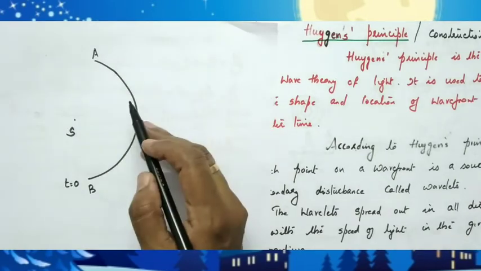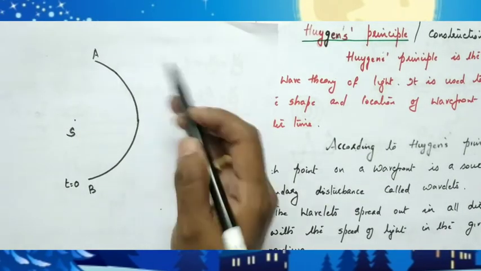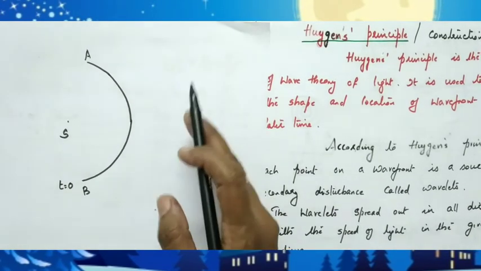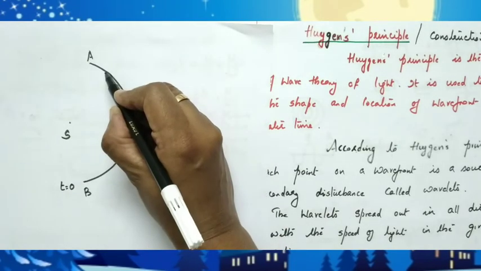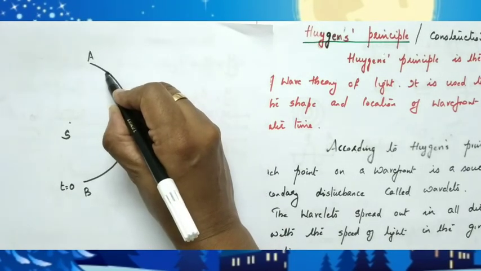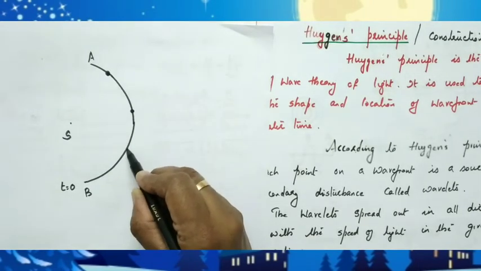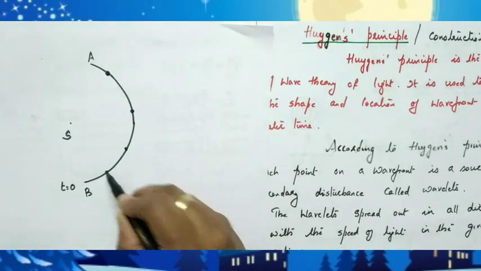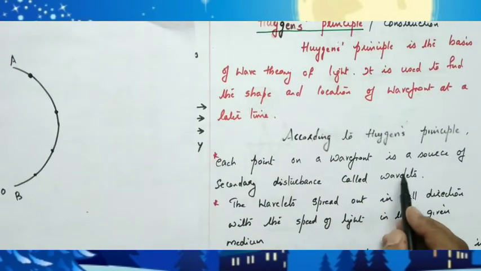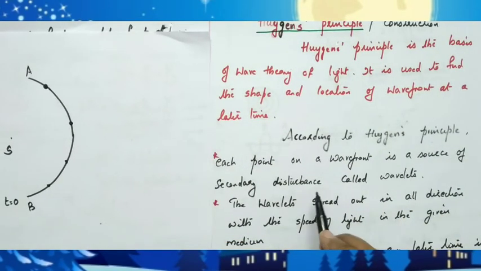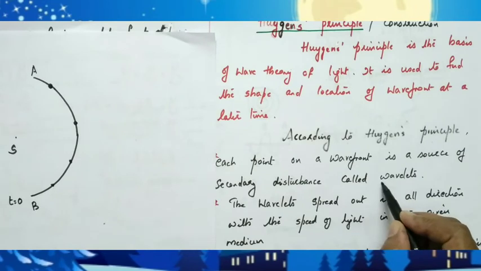In order to find out the shape and location of the wavefront at a later time, we can consider, according to Huygens principle, each point of the wavefront acts as the source of secondary disturbance. So that is the principle. The first statement is: each point of the wavefront is a source of secondary disturbance called the wavelets.